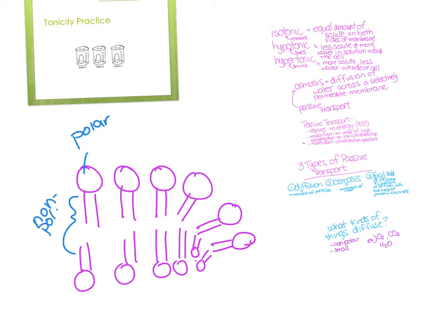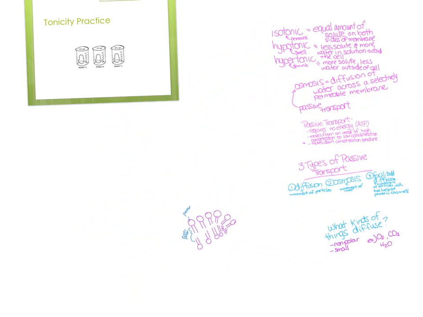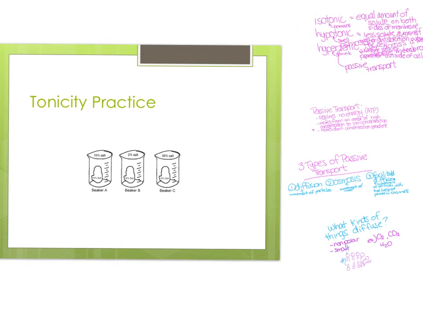What are the tails made out of? Fatty acid. Fatty acid chains. What about the head? Phosphate. Phosphate and glycerol. Yep. So now let's go ahead and do what we were doing yesterday. That's a good review.